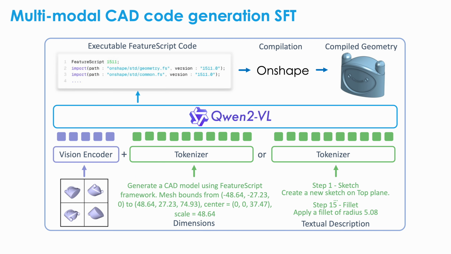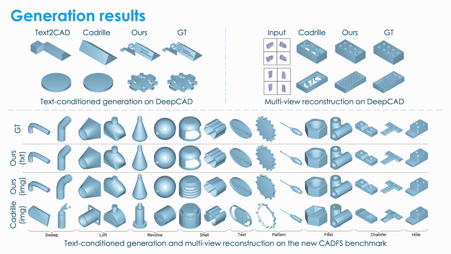We use the new dataset to fine-tune the Qwen2VL2B model for text condition CAD generation and multi-view reconstruction. For multi-view reconstruction, we provide the model with the bounding box of the design to reconstruct it in its natural dimensions. Generation examples on a deduplicated test set covering the basic sketch and extrude operations are shown at the top. Generation examples on our new CADFS benchmark covering diverse geometric operations are shown at the bottom.